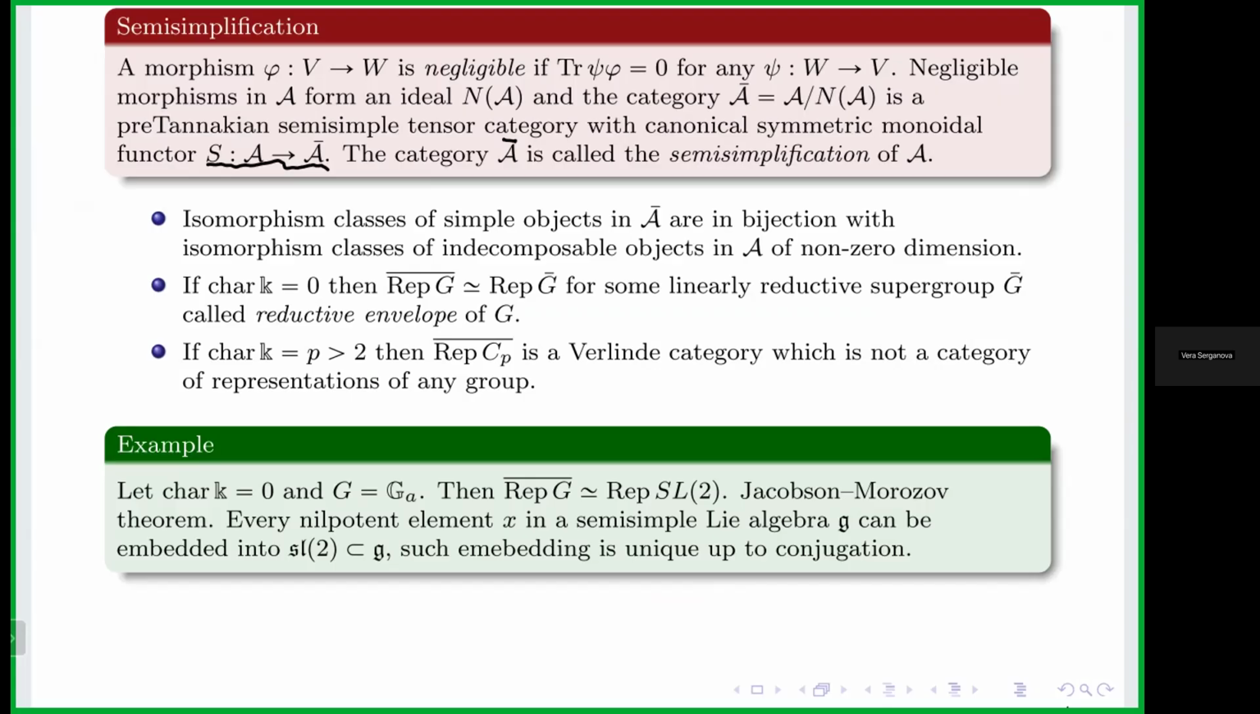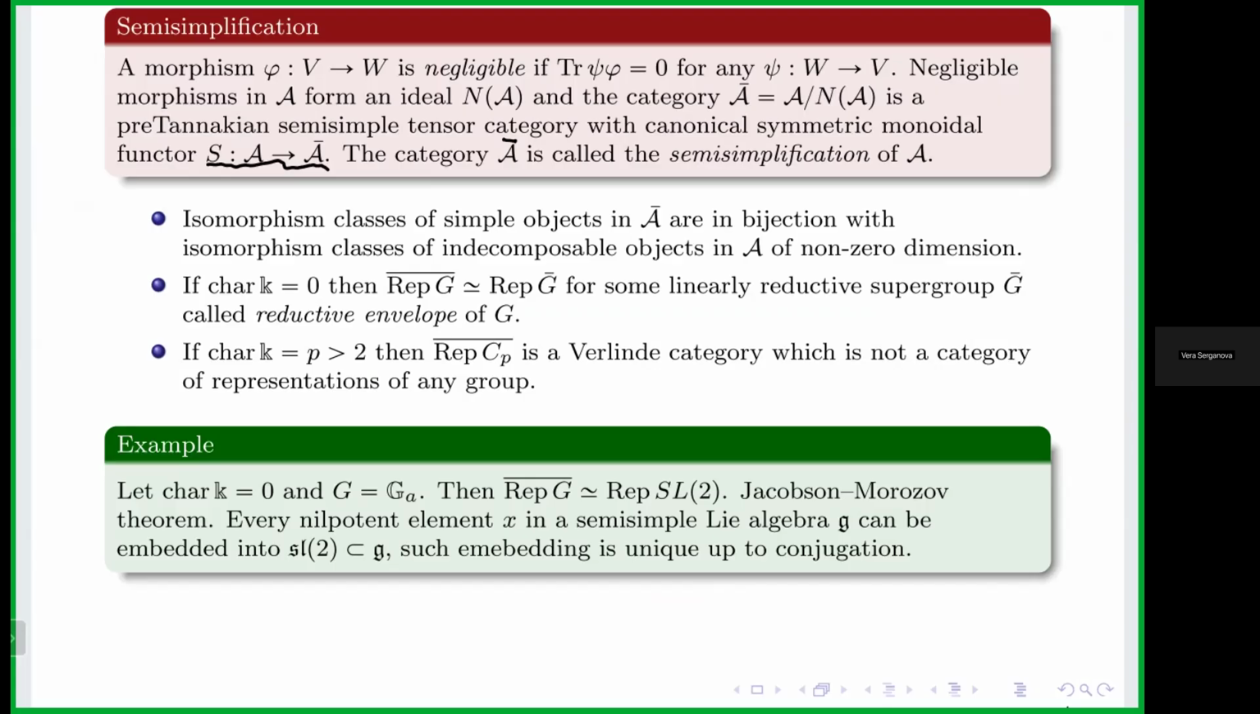So I just want to mention that if the characteristic of K is positive and greater than 2, and I start with, say, a finite group and take the semi-simplification, then the above is not true. So the resulting category which we get is not a category of representations of some group or supergroup. And the simplest example: if I take a cyclic group of order p, and I semi-simplify it, then I get something like the Verlinde category, which is not a category of representations of any group.